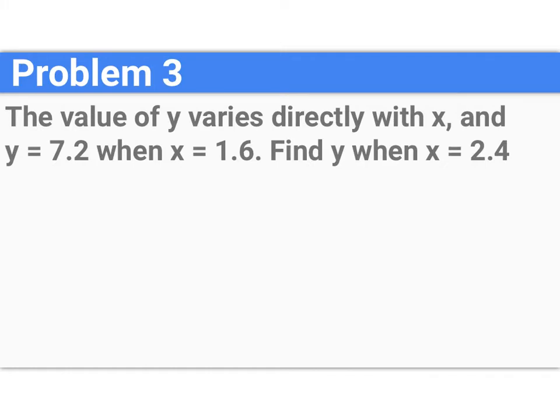On to problem 3. The value of y varies directly with x, and so these are the same problems. Okay, so we did this before. So 7.2 equals k times 1.6. Divide both sides by 1.6. 7.2 divided by 1.6 is 4.5. Okay, so y equals 4.5 times x, because we substituted the 4.5 in for k.